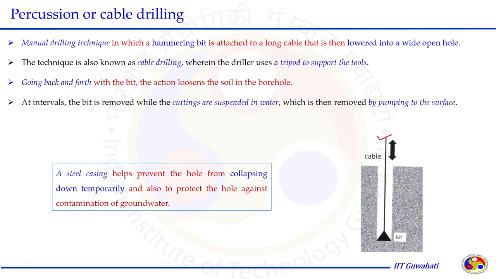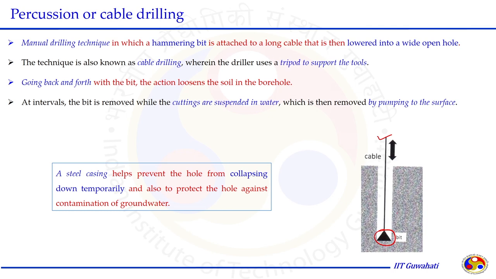So it is a simple method where the drill bit loosens the soil, and that soil is taken out of the hole to the surface by flowing water. At intervals, the bit is removed while the cuttings are suspended in water, which is then removed by pumping to the surface. Often a steel casing is used that temporarily prevents the hole from collapsing and also protects the hole against contamination of the groundwater.